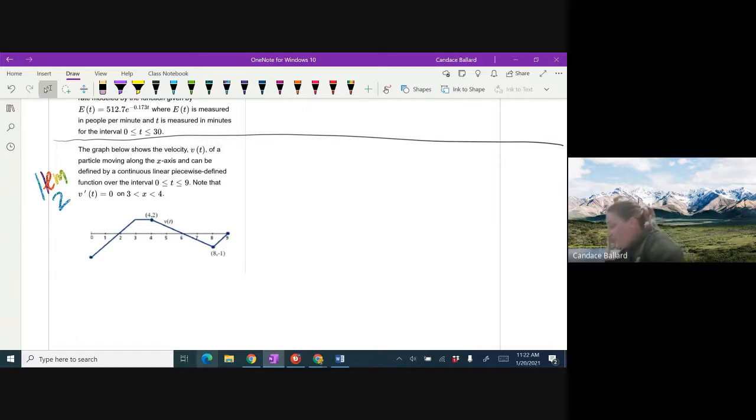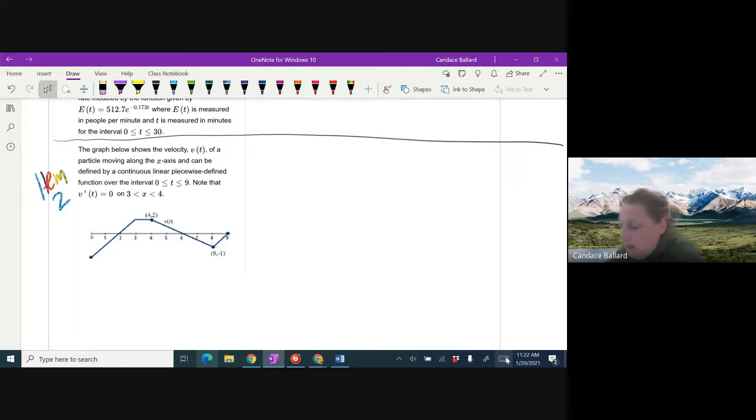Again, they give us a nice graph. And the upside of the graphs is we don't have a lot of work to do. We have a lot of analyzing to do. So the graph below gives velocity. So we're in velocity. Moving along the x-axis, it can be defined by a continuous linear piecewise function. Note that v prime of t equals 0 on 3 to 4.